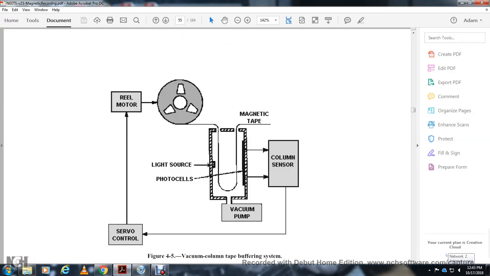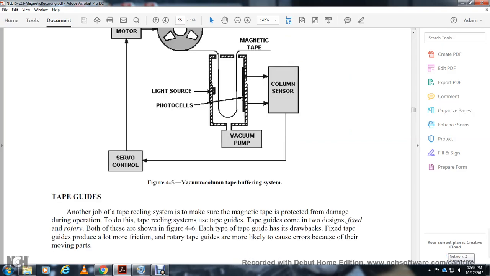Reel motor and servo control, the column sensors, the vacuum pump, and a photo cell with the light source for the magnetic tape.